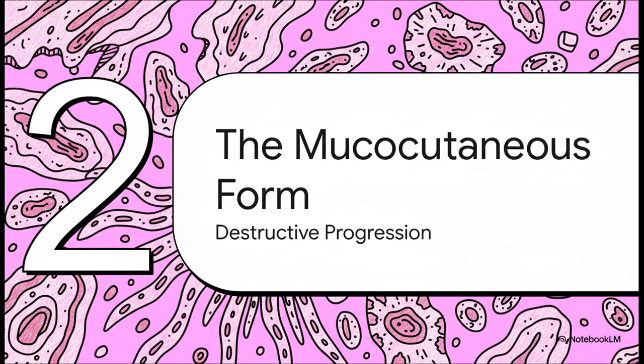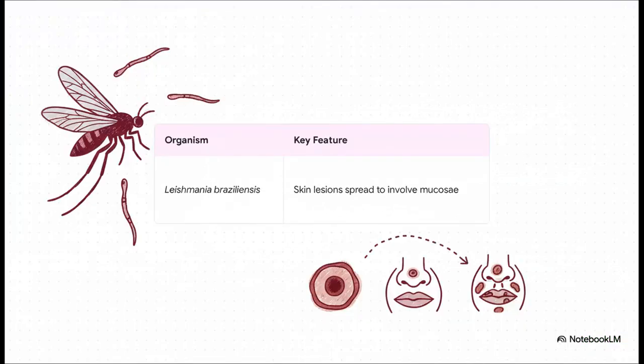All right, moving on. Now we're going to talk about what happens when things get more serious. This is the mucocutaneous form, and it's all about destructive progression. The main culprit here is a species called Leishmania brasiliensis. And remember, this is a New World problem. The key feature, the thing that defines this form, is that the parasite spreads from that original skin lesion and attacks the mucosal tissues. And here's the scary part. This can happen months or even years after that first skin sore seemed to have healed.